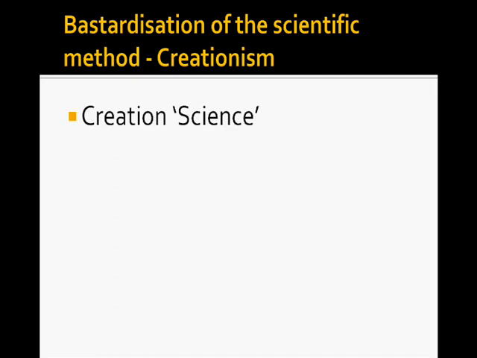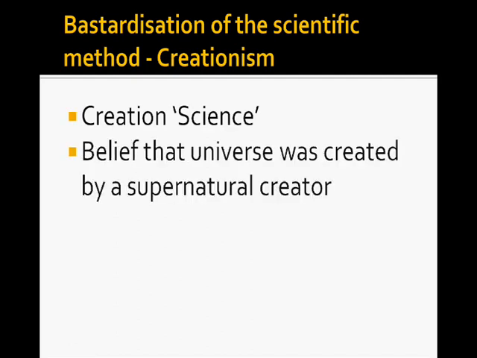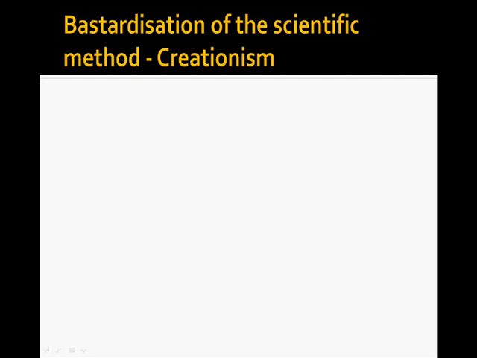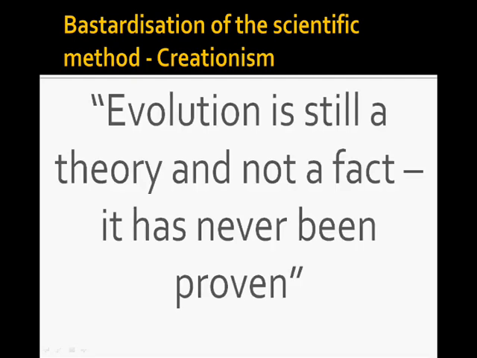So creation science, briefly summed up, is the belief that the universe was created by a supernatural creator. You have to be fairly ambiguous there. Obviously, there are young Earth creationists, often abbreviated to YECs, and they believe that the Bible is a literal text. They also believe that the universe was created 6,000 years ago by the Christian God. They have a rather warped view of science, and they often completely bastardize the scientific method. And they say things like this over and over again.